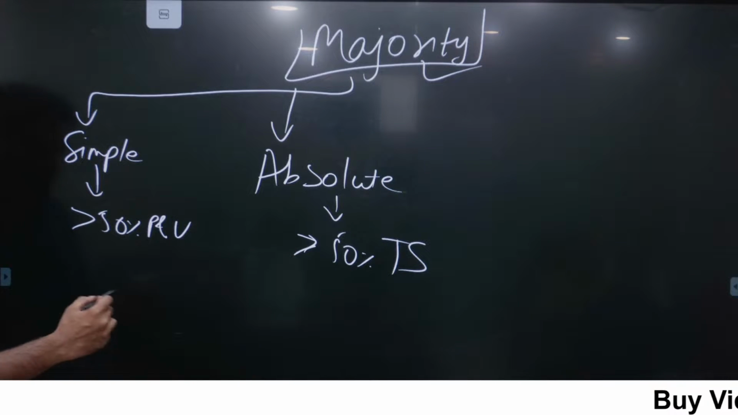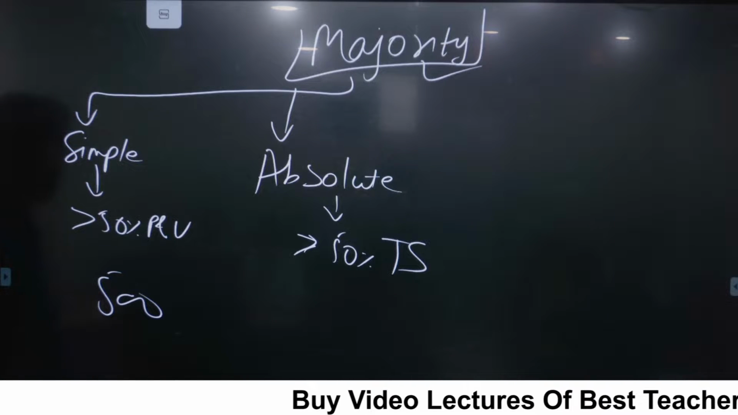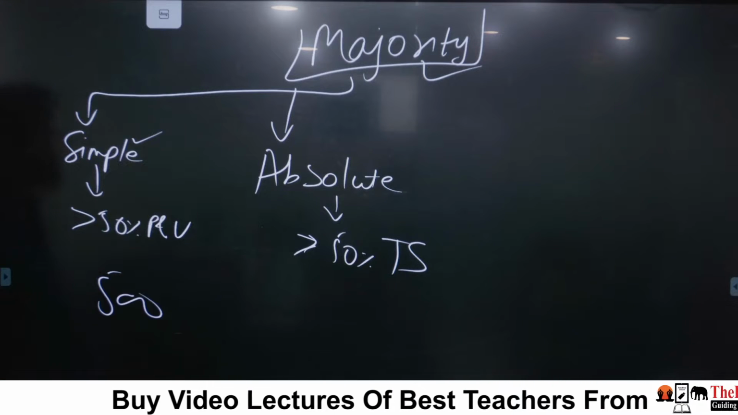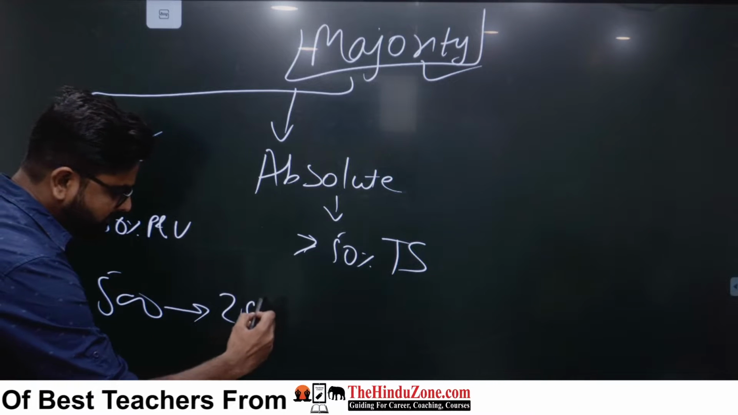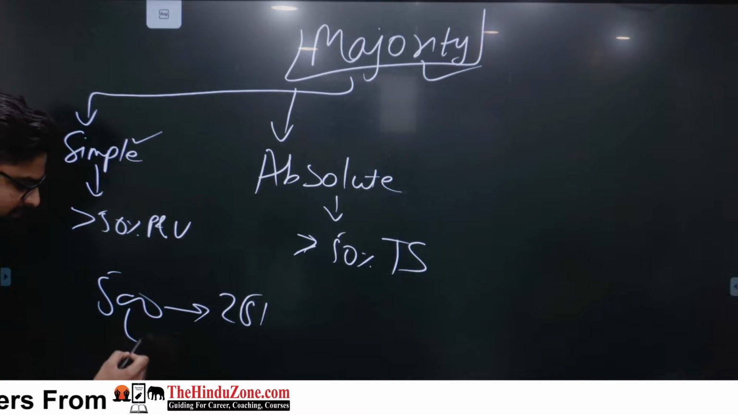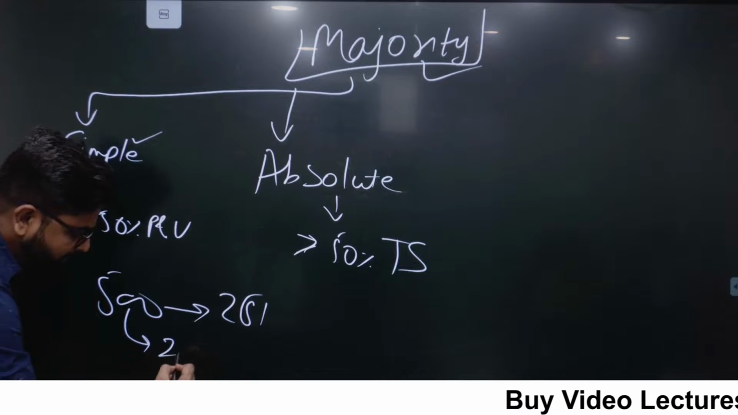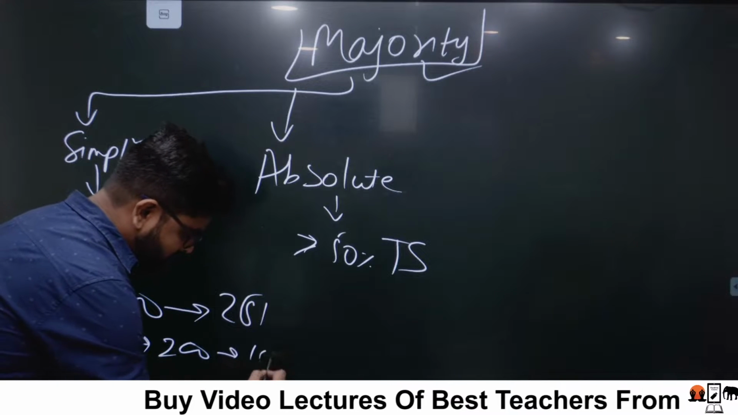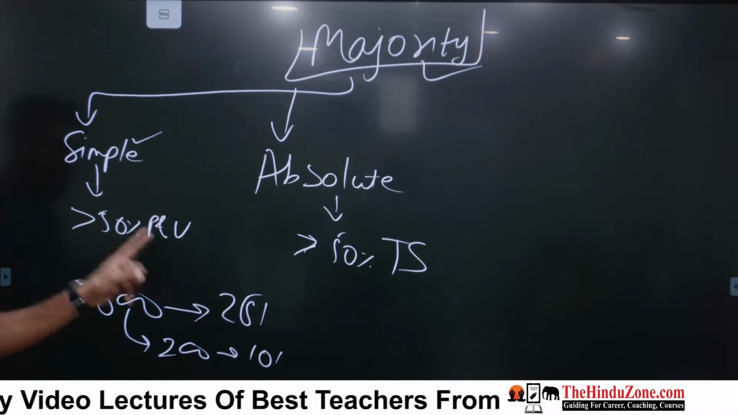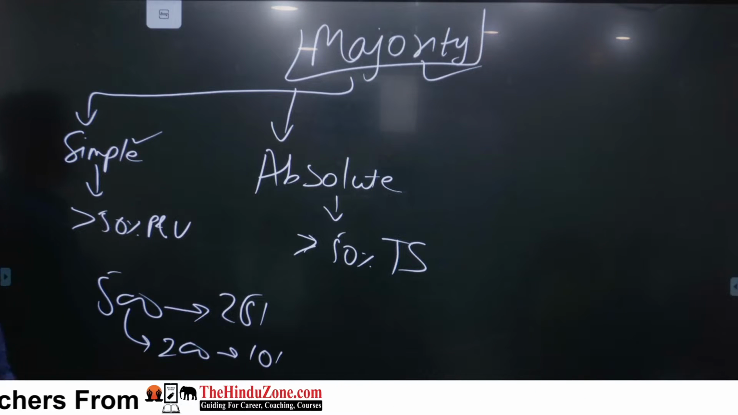Say for example, I have a house with 500 MPs. I bring a bill. That bill has to be passed by simple majority. Case number 1: how many votes do I want? 251. But say for example, on that day in the house there were only 200 people. So how many votes are required for a majority? 101. So in both cases, simple majority is of those present and voting. If 500 are present, 251. If 200 are present, 101.